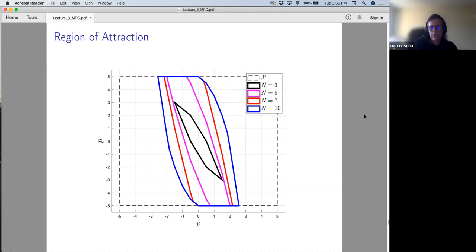Any other questions about these stability and recursive feasibility issues in receding horizon planning?